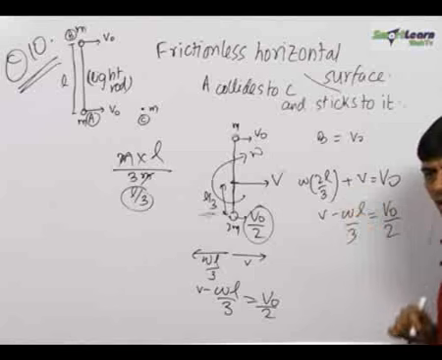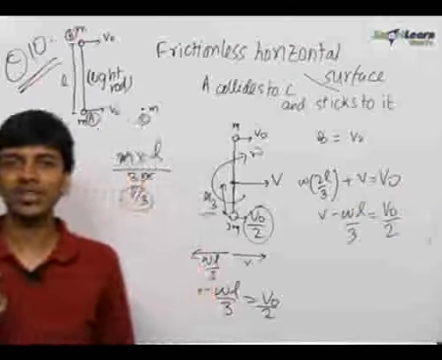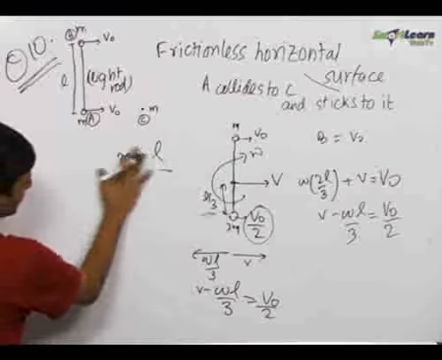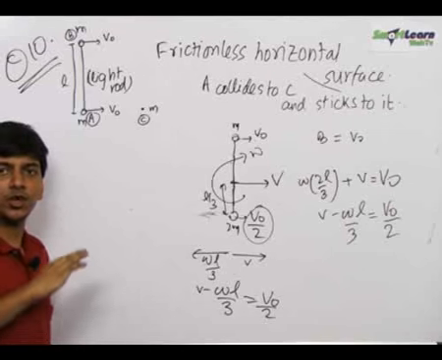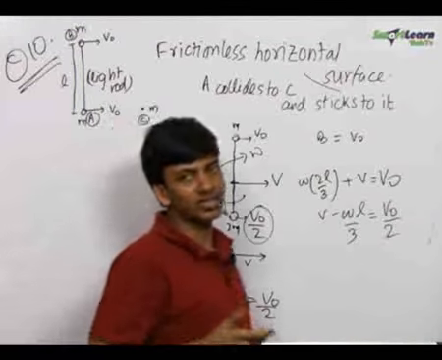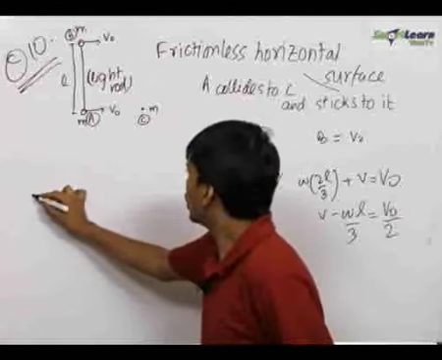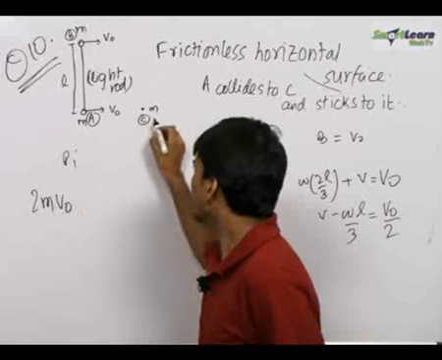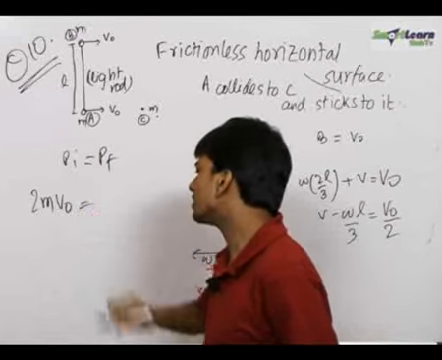You can solve the question from here. But there is another way in which you could have got the answer directly. When we look at this whole system, it is experiencing no external force in the horizontal direction. So the momentum of the whole system in the horizontal direction remains conserved. So we can write 2mv0, that was the initial momentum of the system, the initial velocity of this object was 0, is equal to the final momentum of the system.